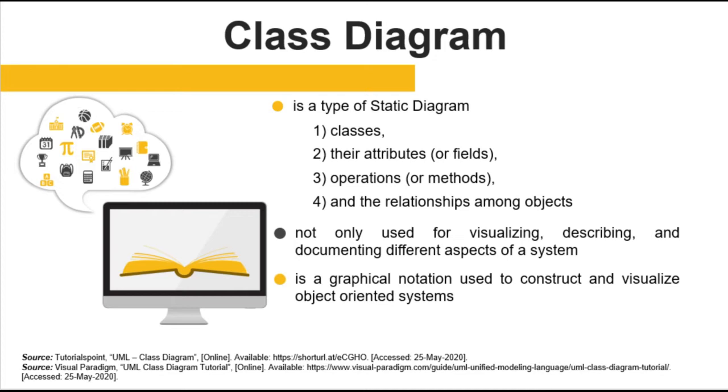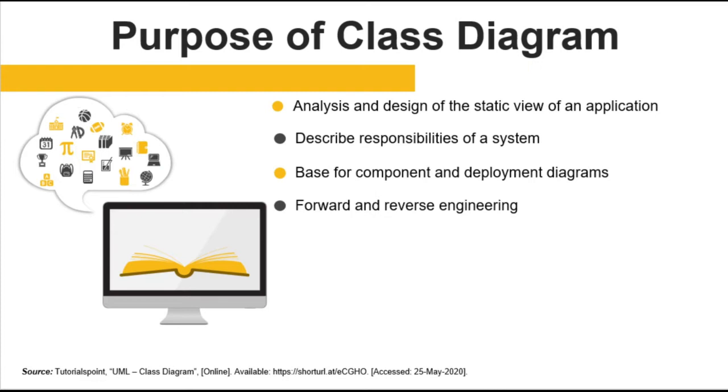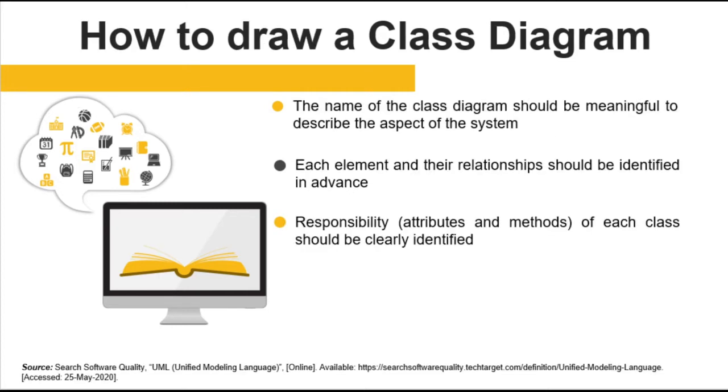The UML class diagram is a graphical notation used to construct and visualize object-oriented systems. The purpose of class diagram is to model the static view of an application. Class diagrams are the only diagrams which can be directly mapped with object-oriented languages and thus widely used at the time of construction. The purpose of class diagram can be summarized as analysis and design of the static view of an application, describe responsibilities of a system, base for component and deployment diagrams, forward and reverse engineering.